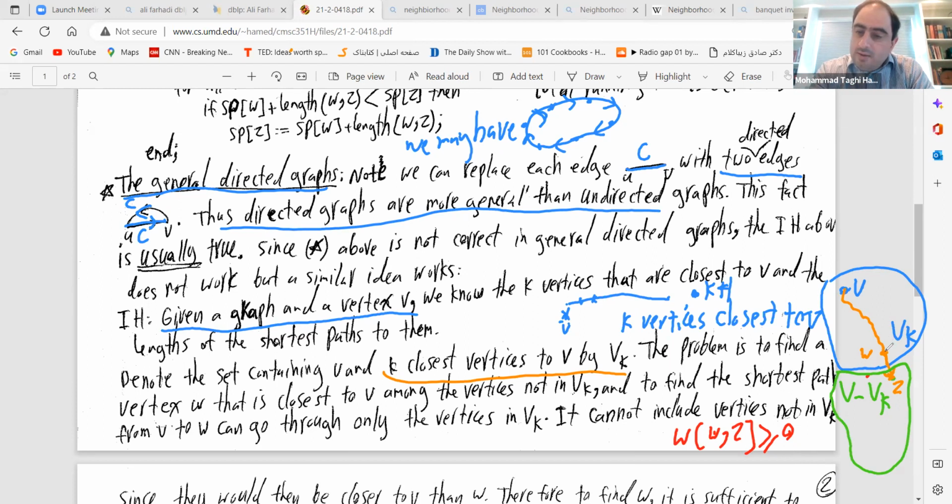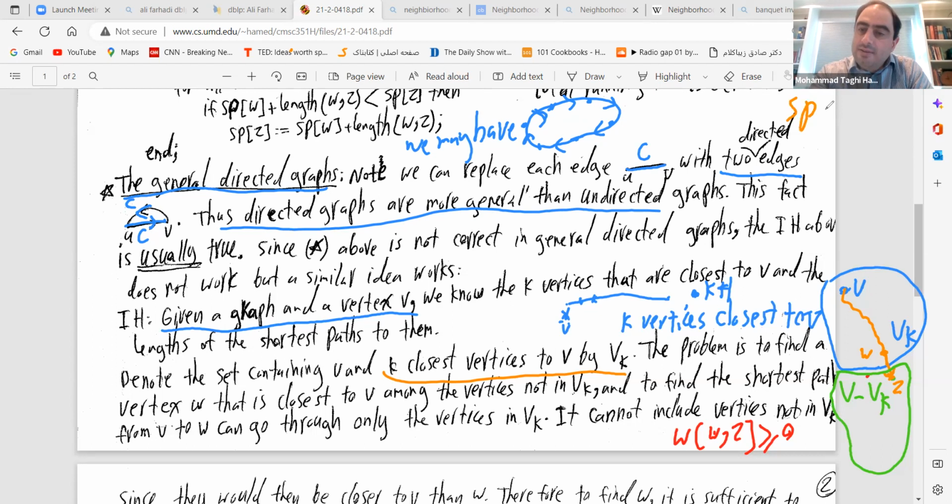Why? Because if you consider this vertex W, we know that there is an edge here from W to Z, and then we know that the shortest path from V to W should be the shortest path. That's exactly the same thing that we had for DAGs. So what's the meaning of that?